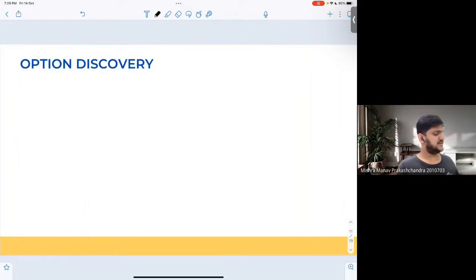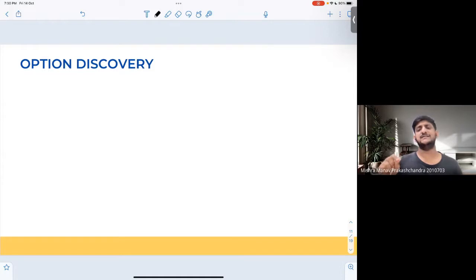The last part of week 11 basically involved something about option discovery, right? So option discovery is a method wherein you are using the option hierarchical RL framework, and the problem that you're faced with is basically defining some of the good options that you can make out of the MDP, so that you can have faster learning or a better learning, right?